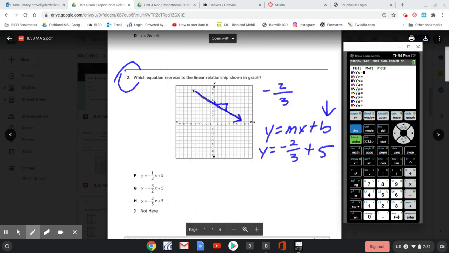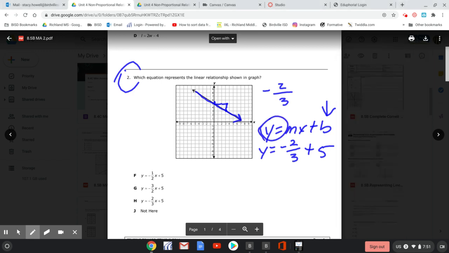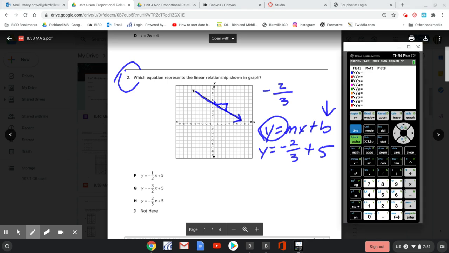So I'm going to hit y equals, because that's what we're doing. Since I already have an idea what it is, I'm going to put negative 2 divided by 3x plus 5. I'm going to hit graph, and I'm going to see that this looks just like my graph, as it is hitting at 5 on the y-intercept, and then it's going to go all the way over here and cross x. So we know what our answer is.